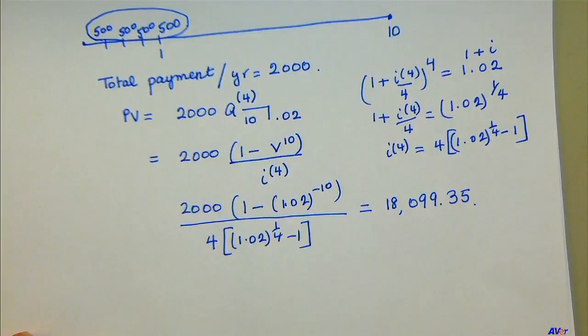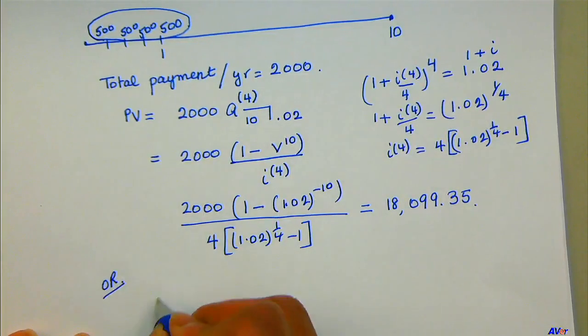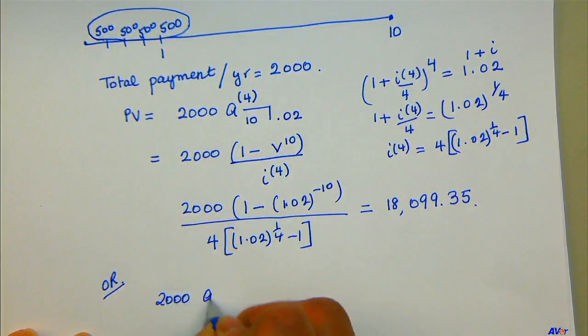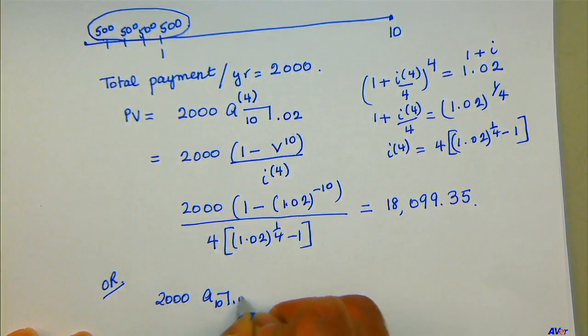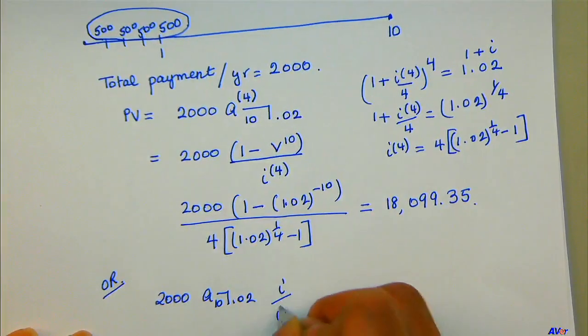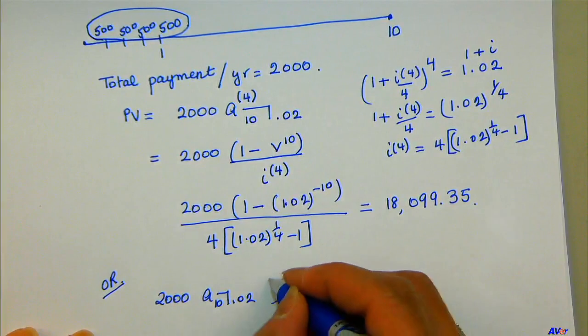What if accumulated value were the same thing? Using the accumulated value, you can just grow it by bringing it 1 times 1 plus i to the 10th power. So here I could do this, or I could have done 2,000 s angle 10 at 0.02 times i over i4. That would be the same thing.